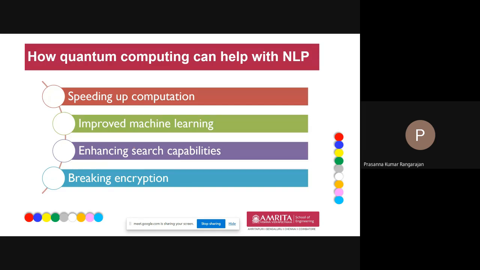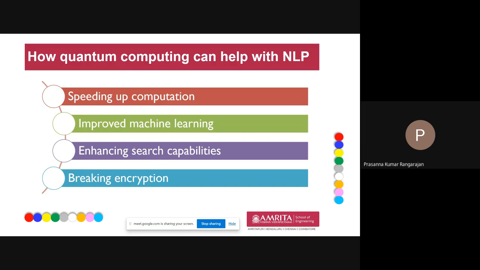And of course, I can say that quantum computing will be an enabler that will help the NLP community to develop algorithms that can work faster and more efficiently, of course processing huge volumes of data. So, speeding up computation is one among the things. Of course, improved machine learning. And the third one, as mentioned here, enhancing the search capabilities. Quantum computing can help improve the accuracy and efficiency of search algorithms.